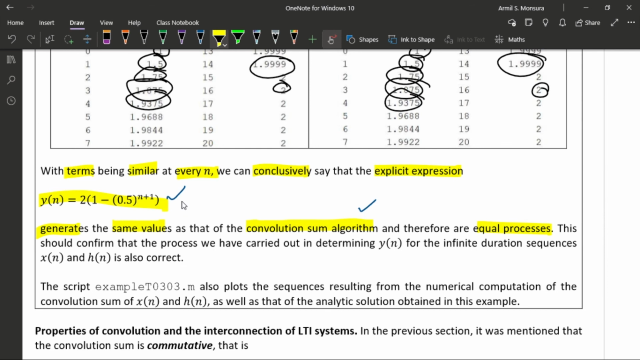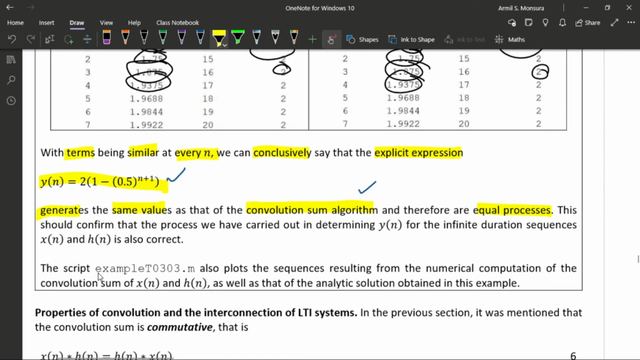Okay? So, ayun. So, the example T0303.m na script is available dun sa files associated with this topic. Okay? And you can check the codes up there. Okay? So I'll again pause the discussion right here. Okay? And continue it on the next recorded lecture.